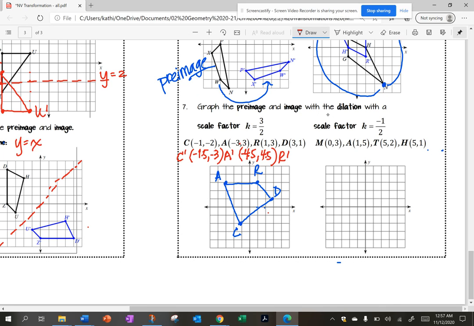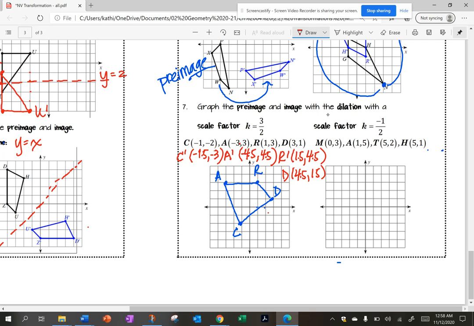R prime, 3/2 times 1, which is 3/2, which is 1.5. 3/2 times 3 is 4.5. And D, 3/2 times 3 is 4.5. And 3/2 times 1, which is 1.5. So let's plot the image now.